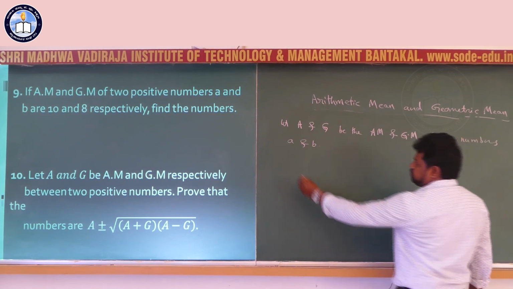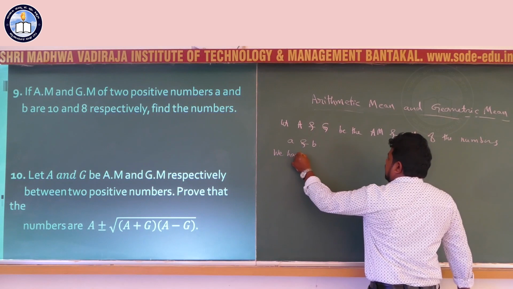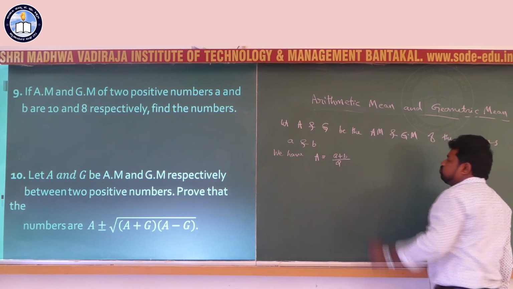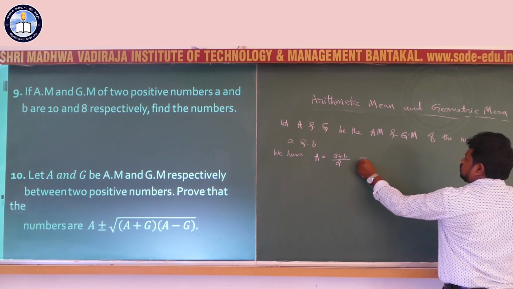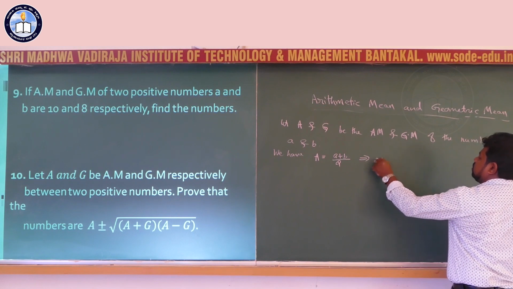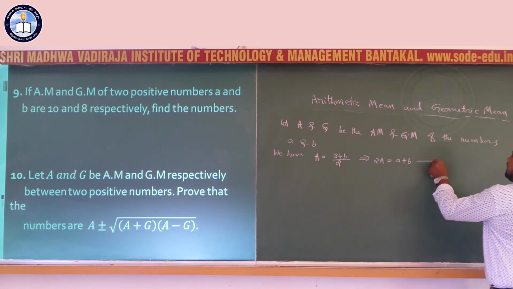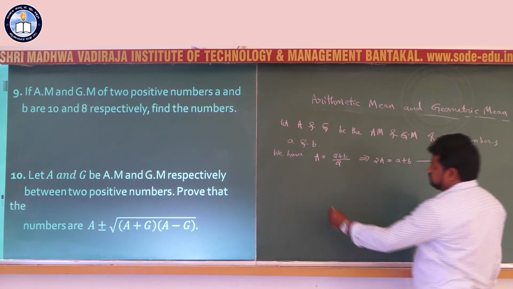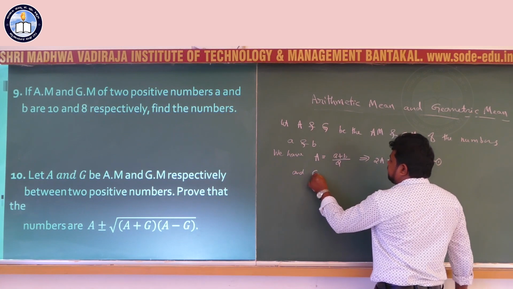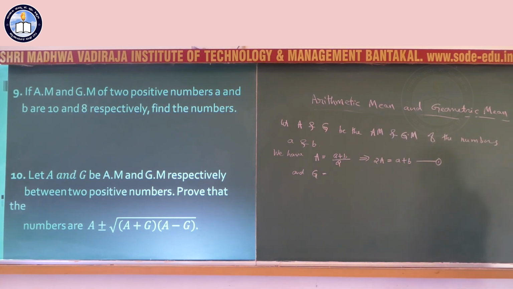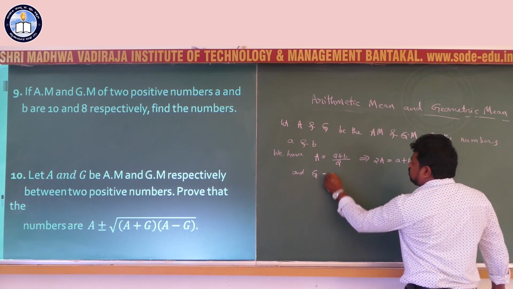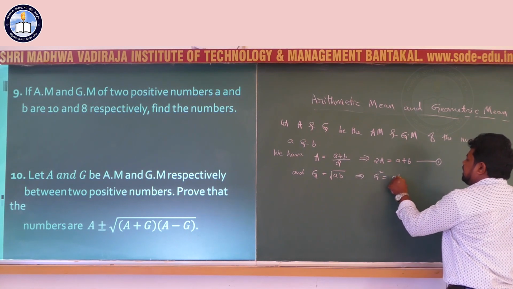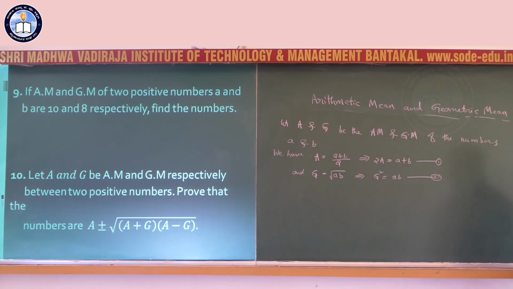We have arithmetic mean A equal to formula a plus b by 2. It implies 2A equal to a plus b. Call it equation 1. And geometric mean G equal to, the geometric mean of the numbers a and b is given by square root of ab. It implies G square equal to a into b. Call it equation 2.